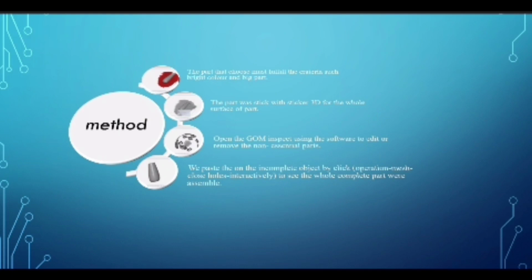For the method, step by step in scanning using ATOS 3D scanning. The part that we chose was the pump hand that is pictured below. This part has been chosen because it fulfills the criteria: it is a big part and has a bright color.